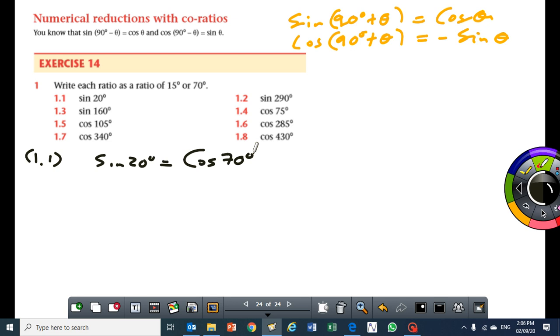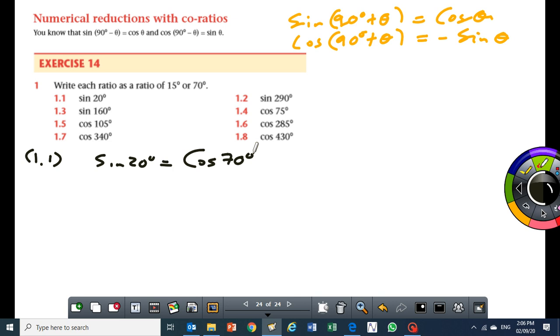So sine 20 is equal to cos 70. If you add this 20 and that 70, they give you 90. That's why they are called co-ratios. Sine 70 is also equal to cos 20. It's only true for acute angles.